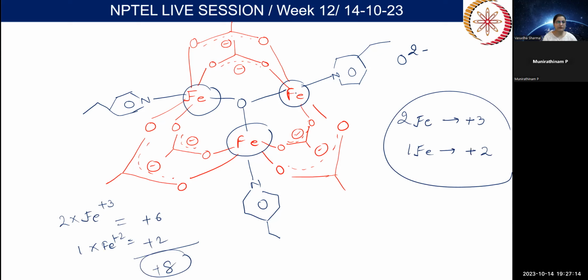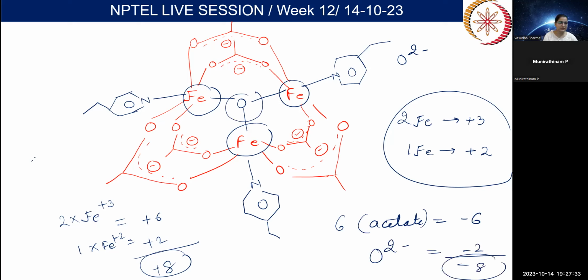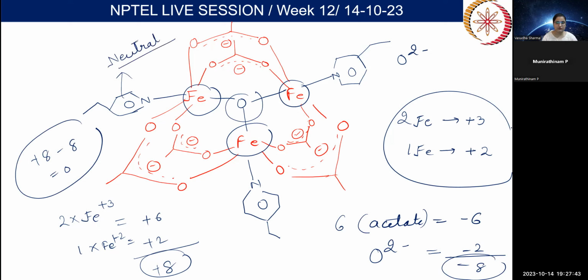If we consider how many acetates are there, 1, 2, 3, 4, 5, and 6. So we have 6 acetates and each acetate gives you -1 charge. So this becomes -6. And there is one coordinating oxide, that is O2 negative, so -2. So this charge is balanced with +8 and -8. Net charge is 0 because the other ligand is neutral and not giving any charge to the system. So is this clear? How are we balancing? This comes from the theoretical thing. We are expecting it to be 2 irons in +3, 1 iron in +2.